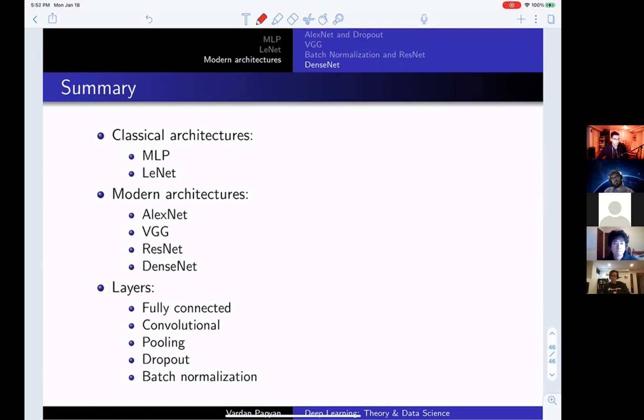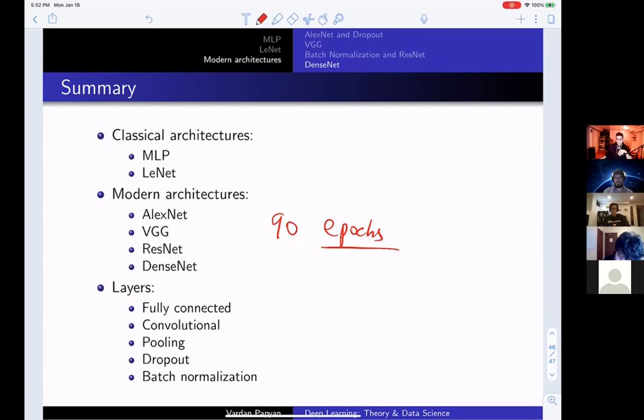So the GPUs are being improved, but if you look at these papers, the networks are always trained for something called 90 epochs. An epoch is one pass through the data set, right? And 90 epochs means that you pass through your data set 90 times in your training.